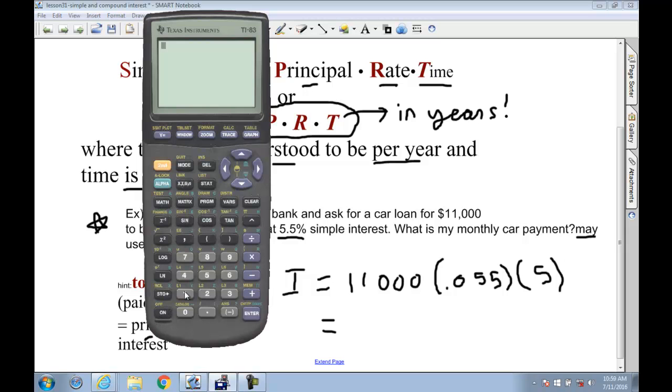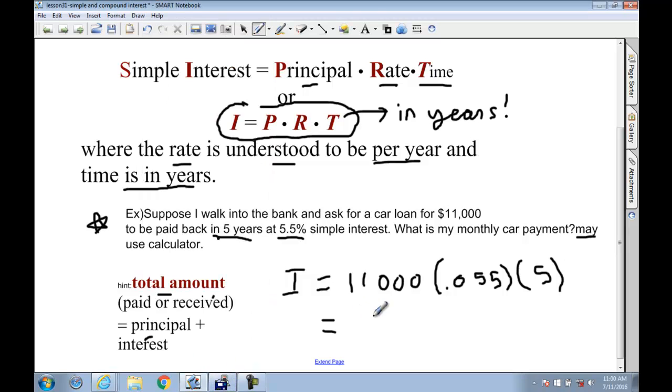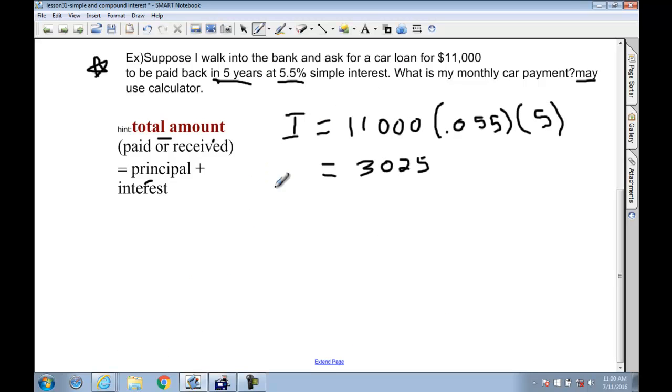Let's go ahead and type that out. So 11,000 times 0.055 times 5. So we have our interest is $3,025. So let's put that down. So 3,025. But now we want our total amount due.